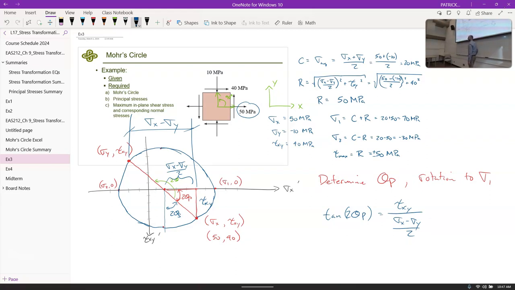And once we know where sigma 1 is on our Mohr circle, what's the angle of difference from sigma 1 to tau max? What's the angle difference from here to here? On the circle, it's 90 degrees, right? And the circle is 2 times theta. So that means on our differential element, the amount we have to rotate our element to go from principal stresses to max shear stress is always 45 degrees.